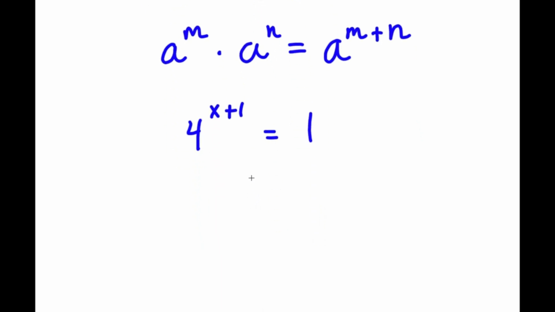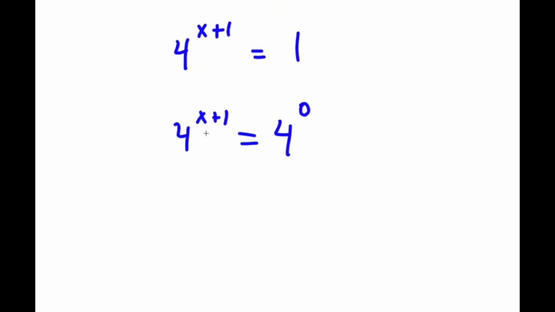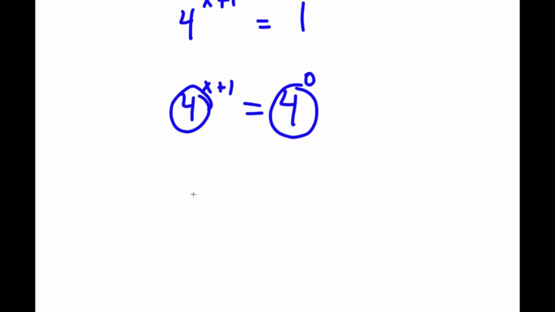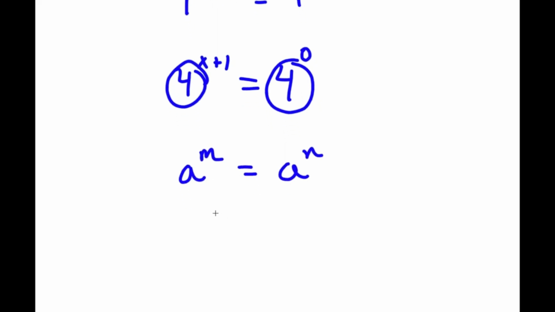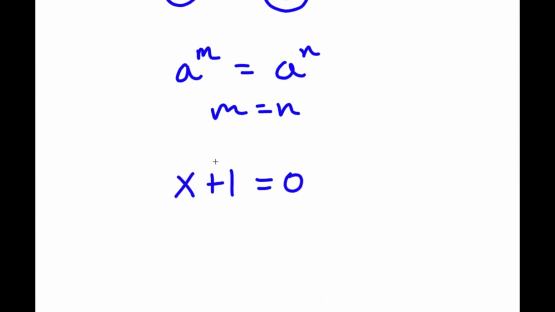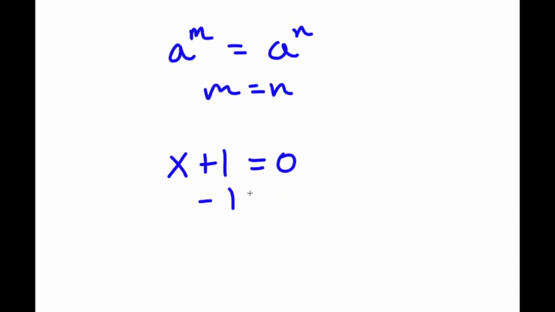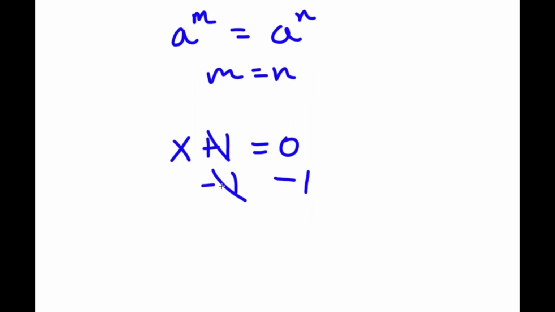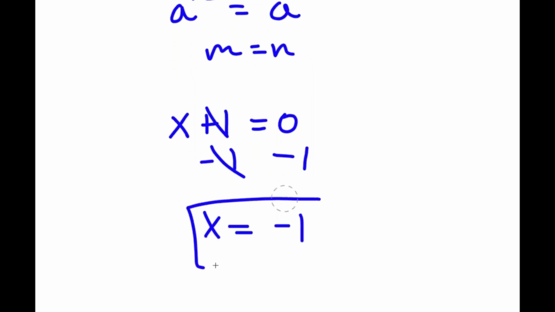Now, anything to the power of 0 is simply equal to 1. So I can simply replace 1 here with 4 to the power of 0. And the reason I did that was to make these two bases the same. So now, if I have something in the form a to the power of m is equal to a to the power of n, this means that m is equal to n. So I simply just set the exponents equal to each other. So I have x plus 1 is equal to 0, and this is a simple equation. All I have to do is subtract 1 on both sides. These two cancel out, and I'll be left with x is equal to negative 1.